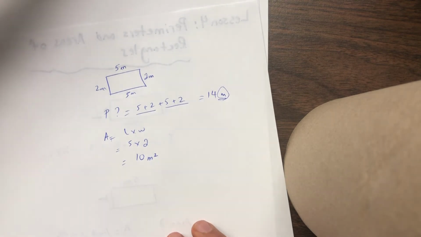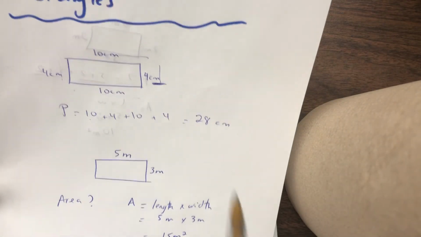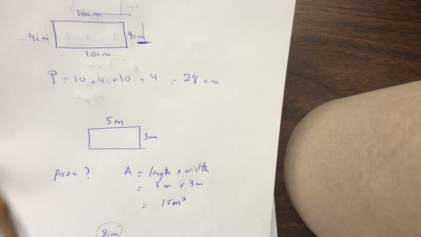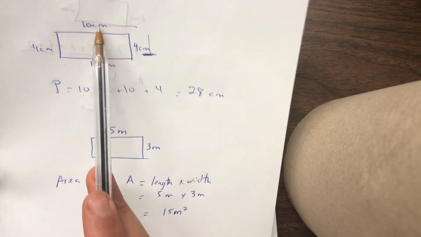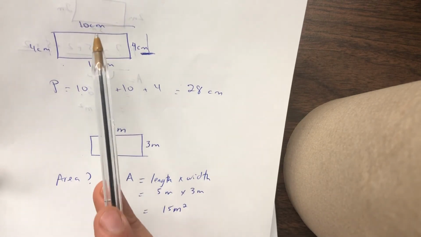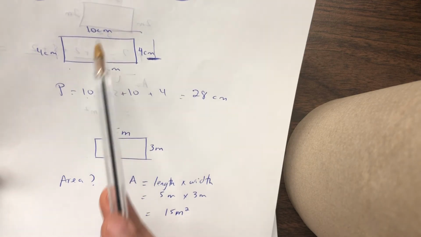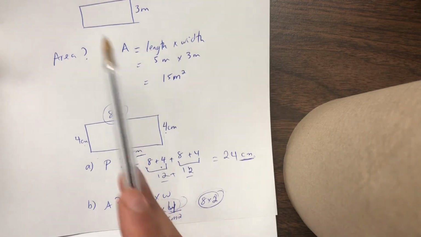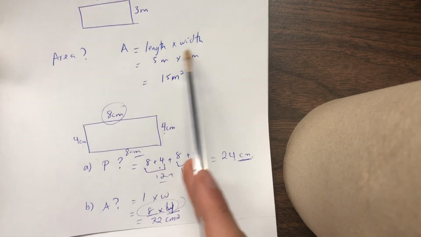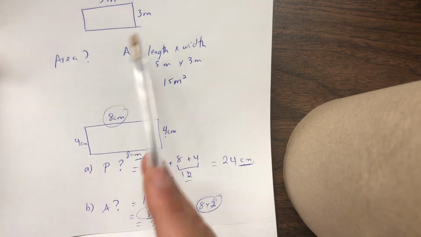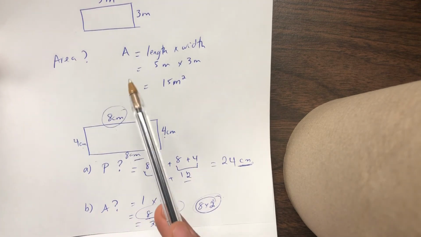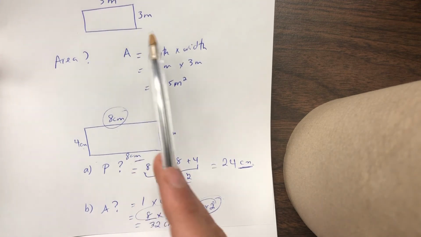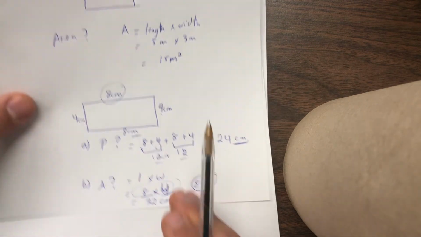And that is pretty much all for the lesson. These are some examples that I've given just to recap everything that we've done. Again, we started with the perimeter. If I only have 2 sides, the length and the width, we know in a rectangle, opposite sides are equal. So this is 10, this is 10, this is 4 plus 4. You add them up to come up with the answer. To find the area, the formula is length times width. Length is 5, width is 3. 5 times 3 equals 15 meters squared.